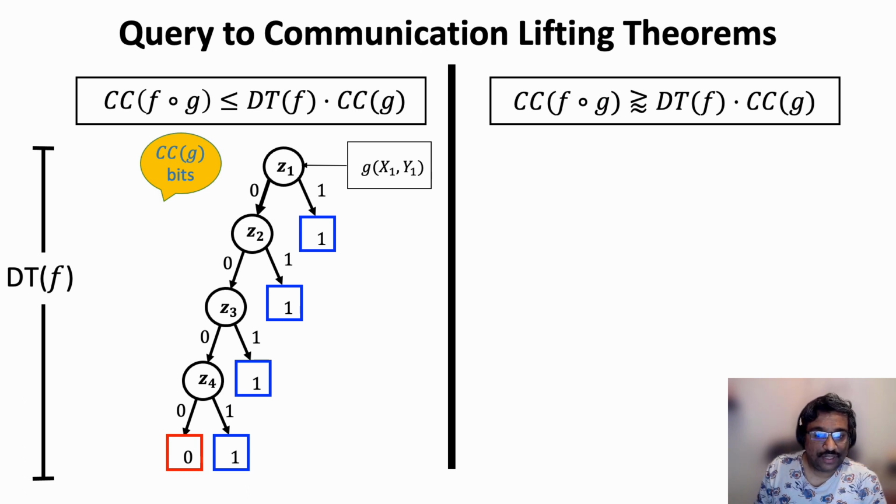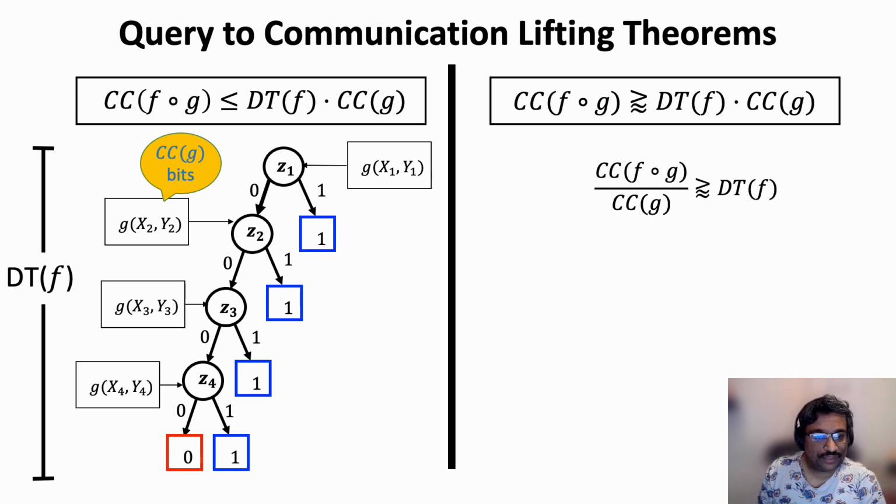So they can compute the value of g of x1, y1 using the best communication protocol for g, using just CC of g bits. So by just exchanging CC of g bits, they can figure out the value of z1. And based on the value of z1, let's say it's 0, they continue the simulation and go down to the next node in the decision tree. Then at z2, they don't know the value of z2, but they know that z2 is g applied to x2, y2, so they similarly run the protocol for g again, and so on and so forth until they come to an answer.